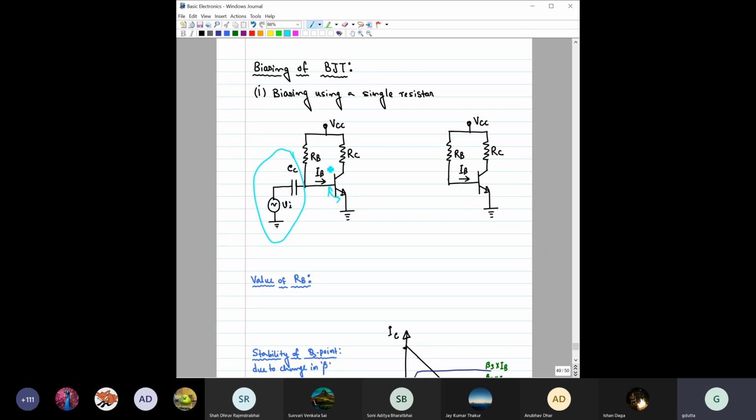So that way we have made this VBE positive, or 0.7 volt. So we have made this bias point. Now there is the question of how to input the signal, and the signal has to be given as input at this base terminal only.